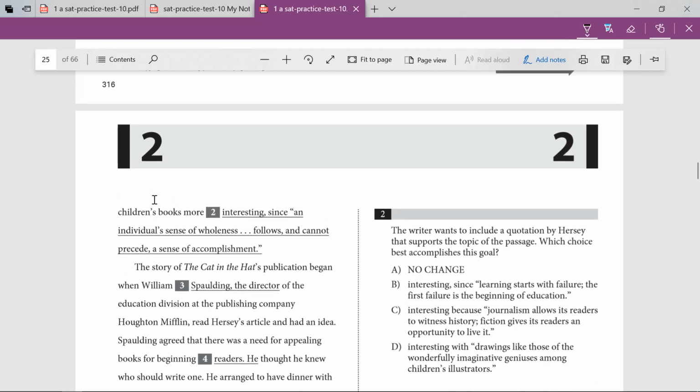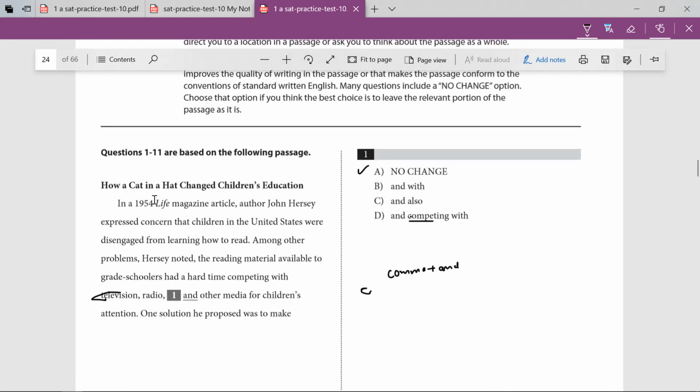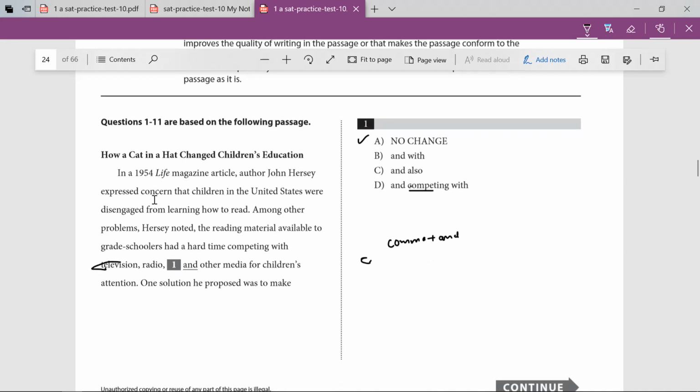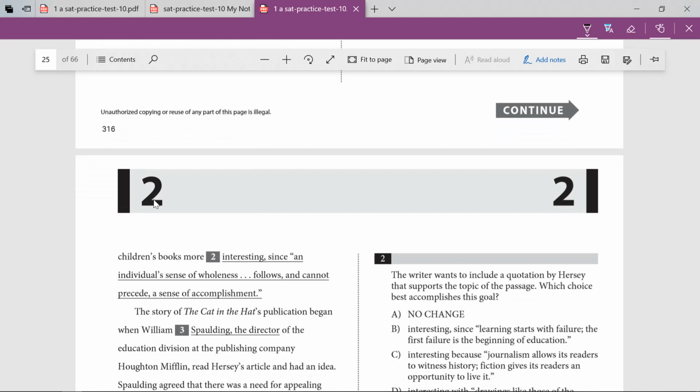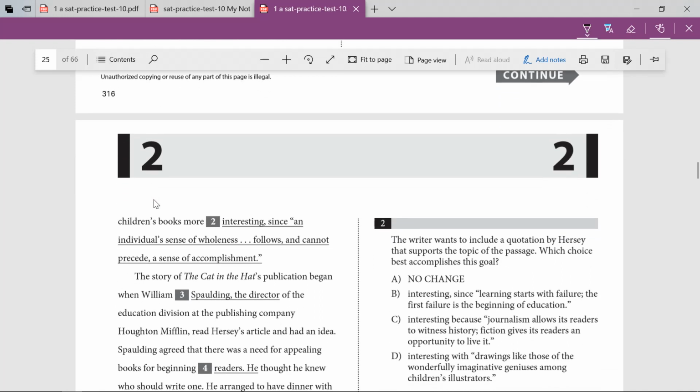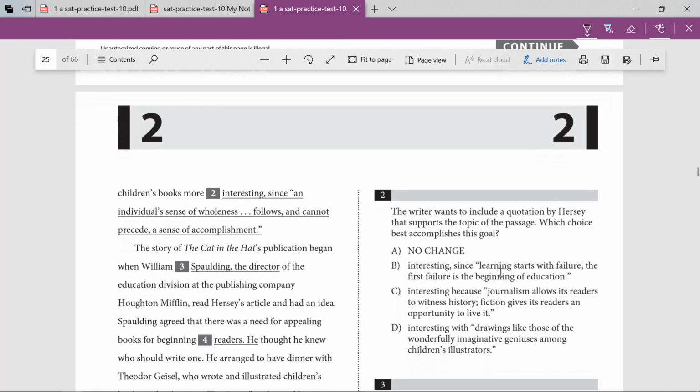So the sentence starts from the previous page, so I'll go to that. It says one solution he proposed was to make children's books more interesting. So, okay, we want to make it interesting. So, let's read it. Interesting, since learning starts with failure. There's nothing like failure. That does not make sense.